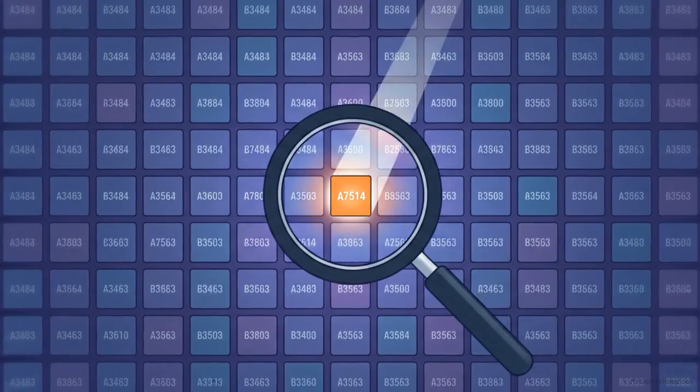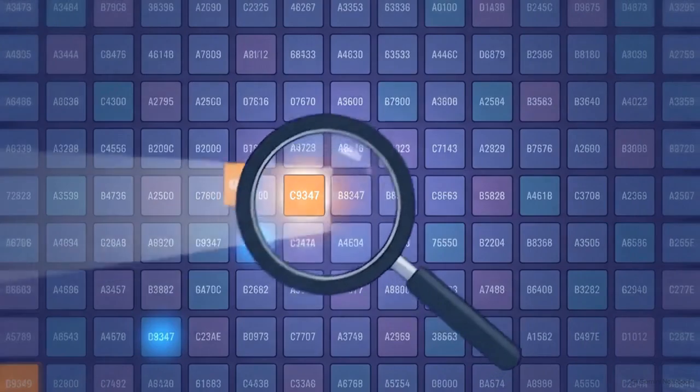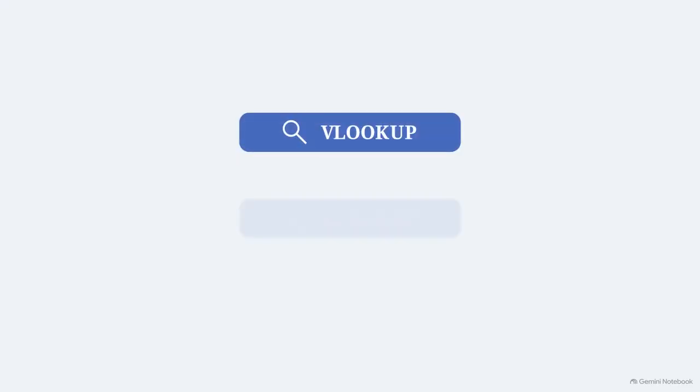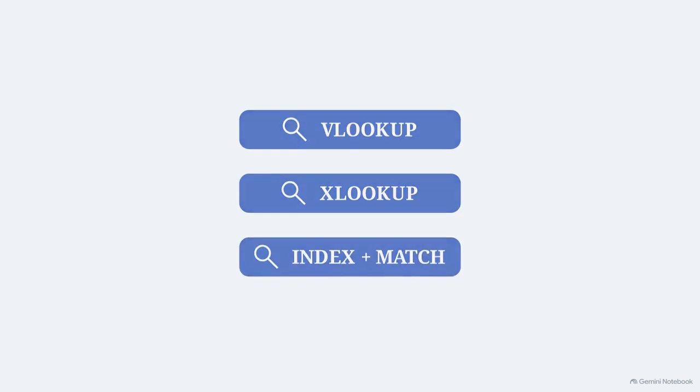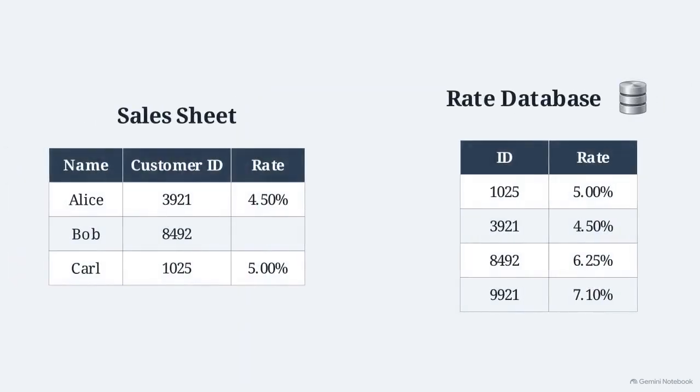Once the data is clean, the next hurdle is locating specific pieces of information hidden inside that massive dataset. This diagram illustrates how functions like VLOOKUP, XLOOKUP, and index and match act as targeted search engines for your spreadsheet. If you work at a car dealership, you can use these tools to take a customer ID on a sales sheet, search a completely different database, and automatically extract their specific 6.25% interest rate.